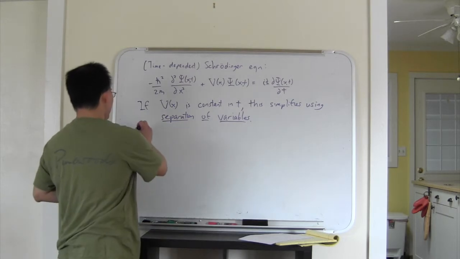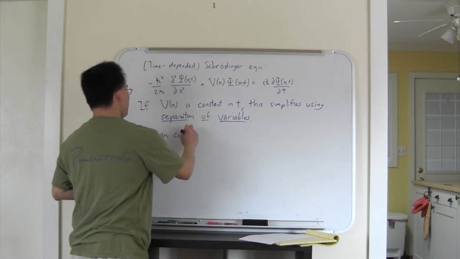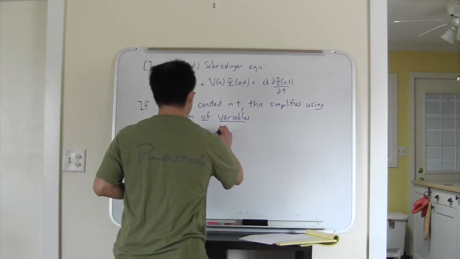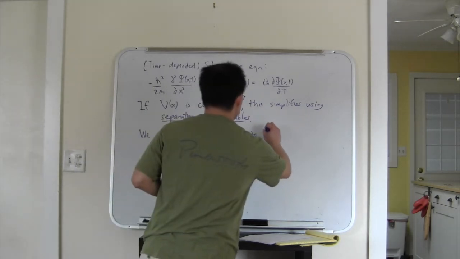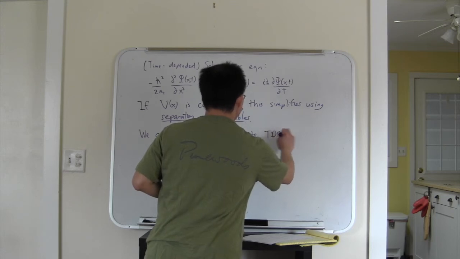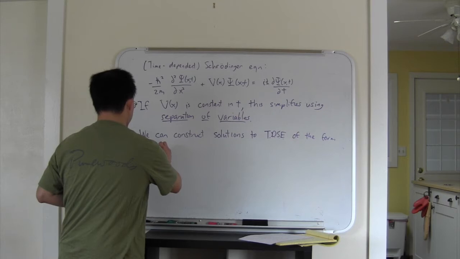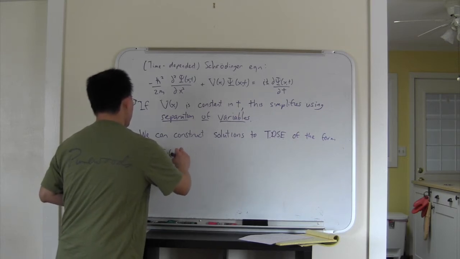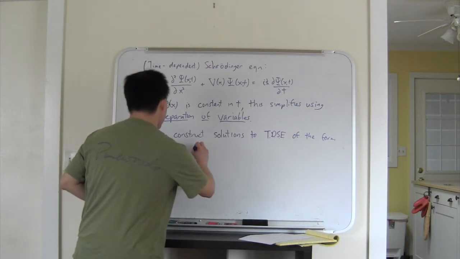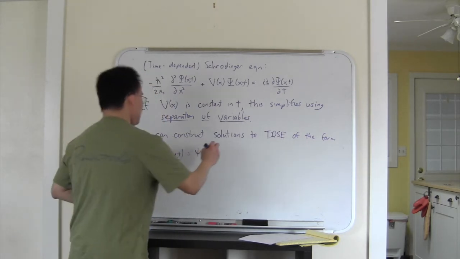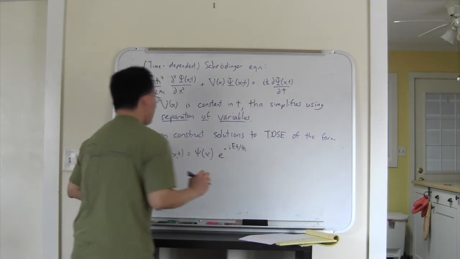So it turns out, by separation of variables, that we can construct solutions to the time-dependent Schrodinger equation, which I'll abbreviate as TDSE, of the form psi of x, t. It turns out to be a product of something that has spatial dependence and then a known time dependence: psi of x, e to the minus i E t over h bar.